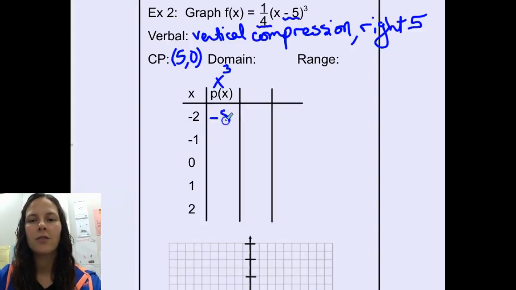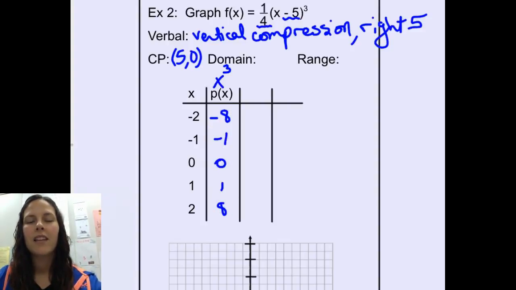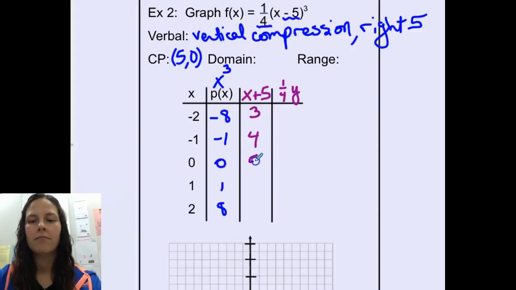Cubing all of our x values here, and then figuring out how we're changing our x values and y values. Our x value was changed by adding 5. We shifted it to the right. And our y value was changed under a compression. We're multiplying it by 1/4. Adding 5 to all of those x values. And multiplying all of our y values by 1/4.